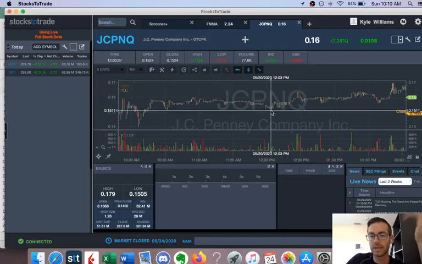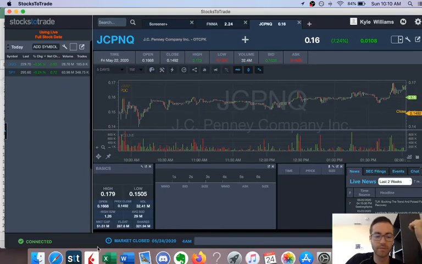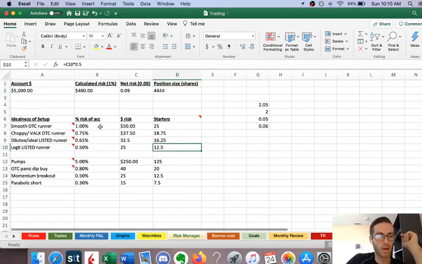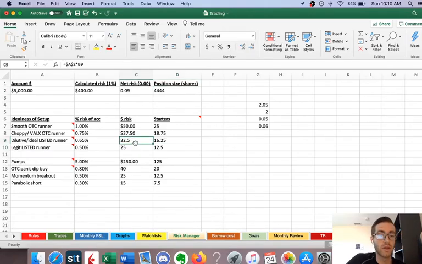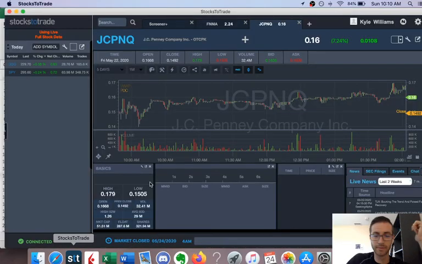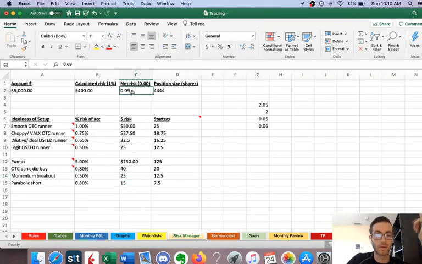So let's say my risk was 1 cent, right? Bought at 16, risk 15. Now, we go to my risk manager. It's going to be different for everyone, right? But this is a momentum breakout, OTC swizzle. Now, for me, I was comfortable losing between $300 and $400 in this play. So I'm risking 1 cent, maybe a little bit of slippage, maybe a little more. So I'm just going to call it 1 cent, and I want to risk $300, so that's 30,000 shares.